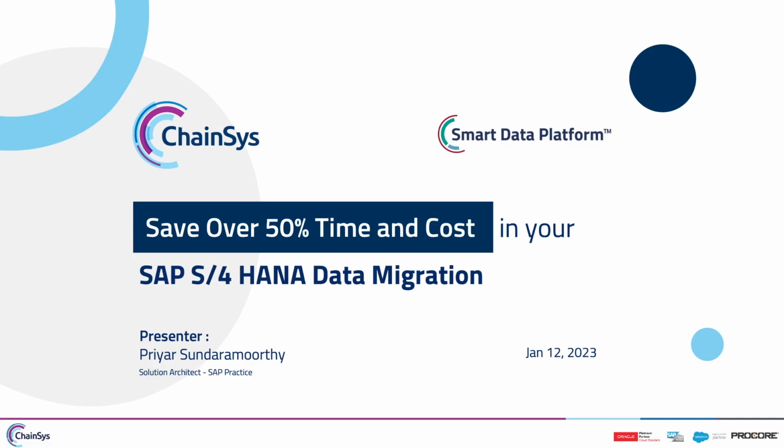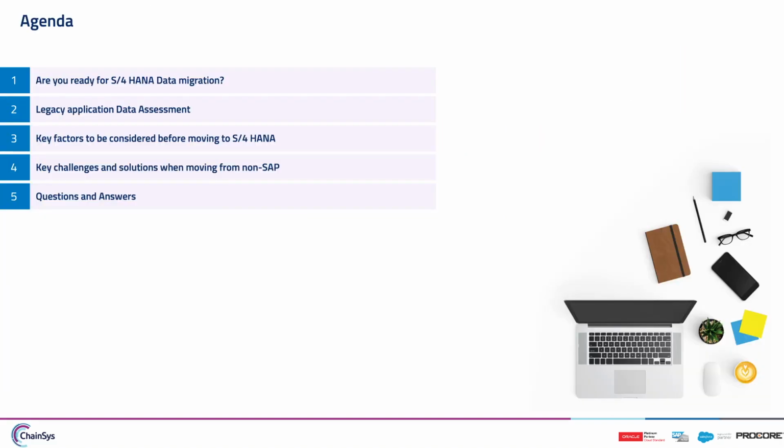Okay, let's get started. So here's the agenda. I'll spend a couple of minutes here. I'll start with a quick checklist to make sure your current source application is really ready for S/4HANA data migration. Then I'll spend a few minutes on how a simple data assessment can help you determine the readiness of your current legacy application. And then I'll spend a few minutes on the key factors to be considered before moving to S/4HANA. So this is completely from the source application perspective. Then I'll walk through the key data migration challenges and their solutions, especially when moving from non-SAP to SAP. Then we will be open for your valuable questions.